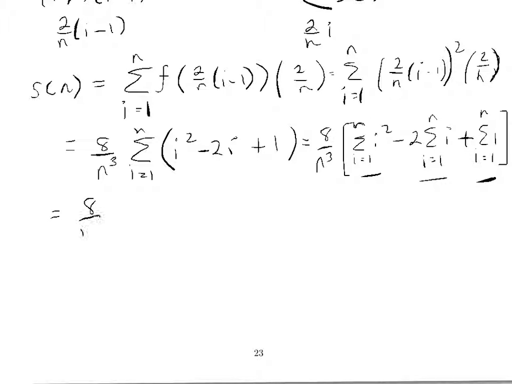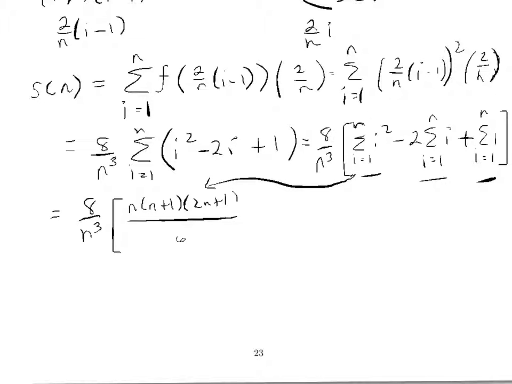Okay, so 8 over n cubed stays out front. The sum of i squared, our formula for that is n times n plus 1 times 2n plus 1 over 6. All right, so that's that. And minus 2 times the formula for the sum of i, which is n times n plus 1 over 2. And the last one is just n, right? 1 times n, which is n.